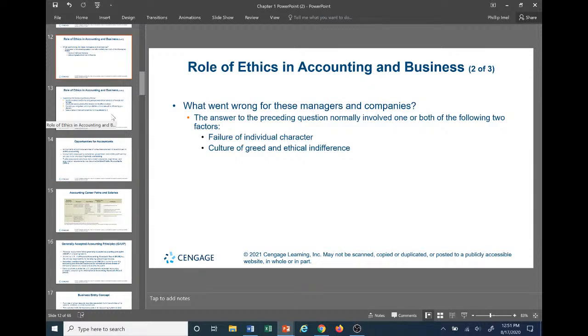Some more on the role of ethics in accounting and business. What went wrong with these managers and companies? The answer normally involves one or both of two factors. First, they just didn't have great individual character to begin with. Their moral compass was off. They just weren't that great of a person to begin with. And the next thing, the culture of greed and ethical indifference pretty much got the best of them.